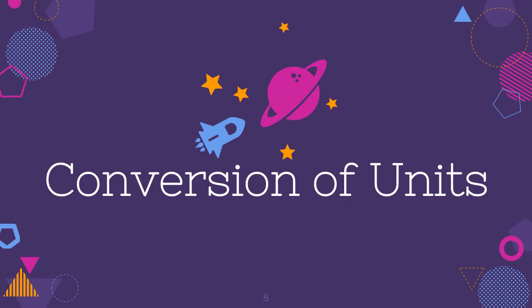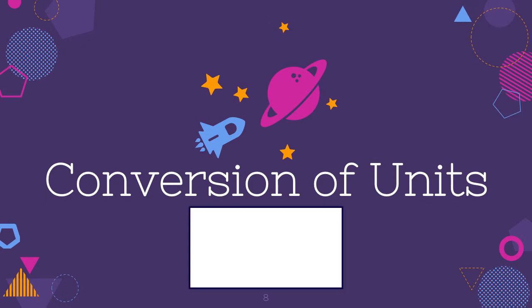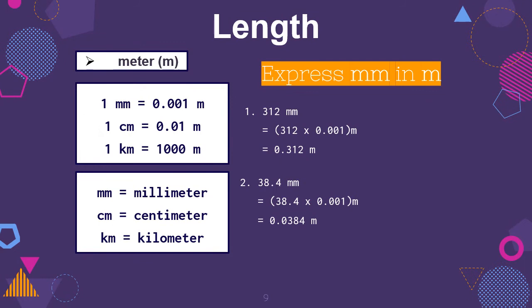So now let's have the conversion of units. Let's have first the millimeter to meter, centimeter to meter, and kilometer to meter. Okay, length. The basic unit for length is the meter, or m. A ruler or meter rule is used to measure short lengths, while a measuring tape is used to measure longer lengths. When measuring length using a ruler, the eye must be placed directly above the scale of the ruler to avoid measurement errors.